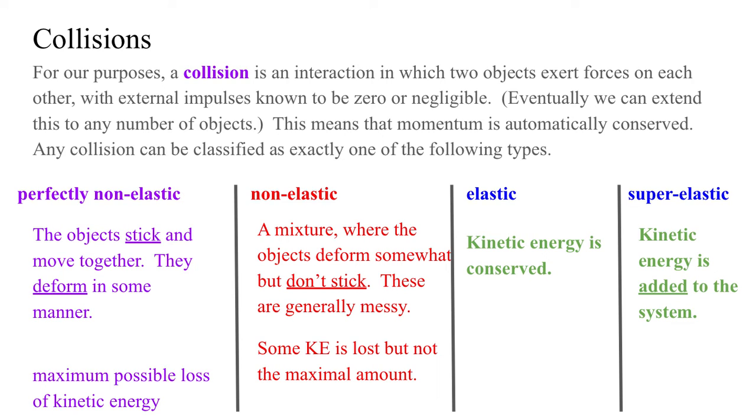It could be something like a car crumpling into another car. It could be something like a hook and eye system, like Velcro, where they move around and get hooked in there. But something has to change. And because of that, they lose kinetic energy. In fact, they lose the maximum possible loss of kinetic energy, the maximum they can possibly lose consistent with this momentum situation.